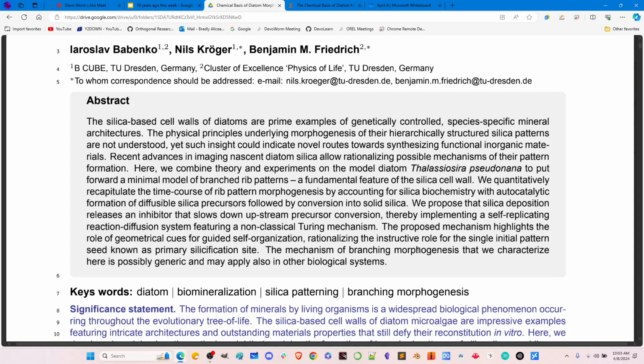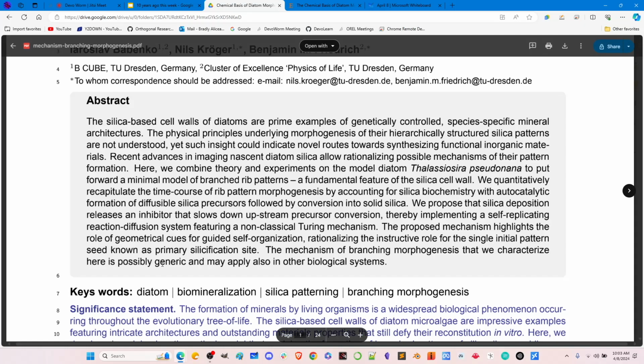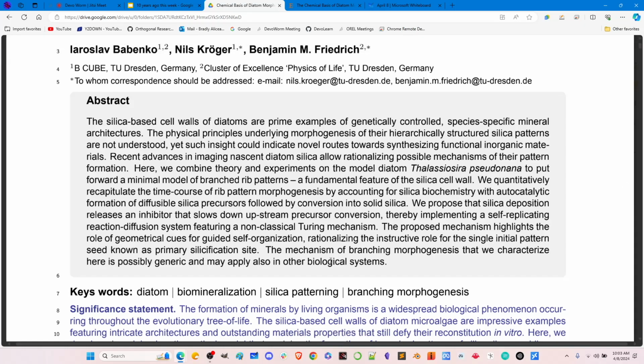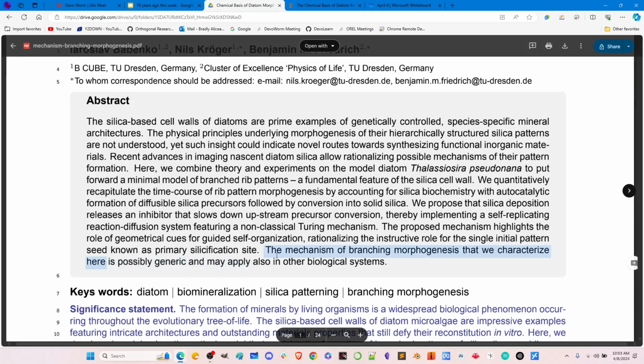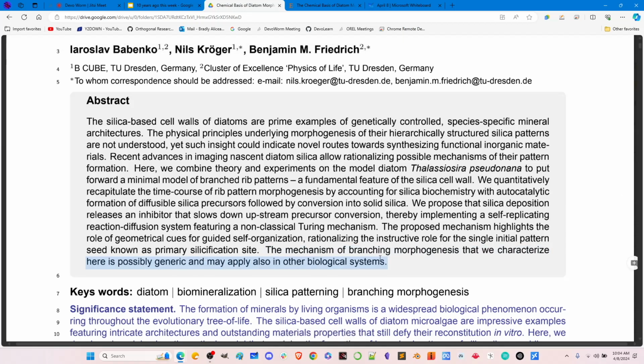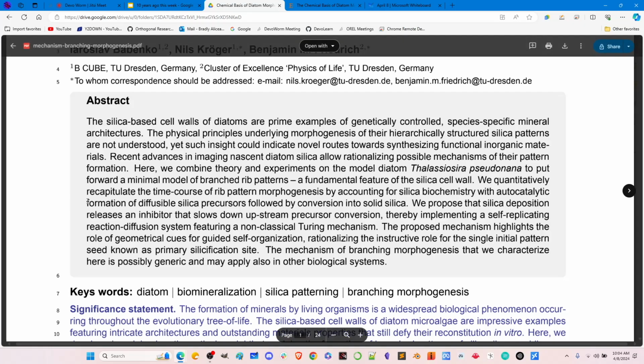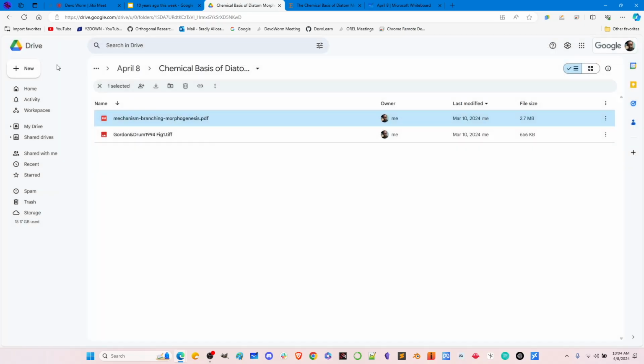The mechanism of branching morphogenesis that we characterize here is possibly generic and may apply also to other biological systems. So while it's species specific in terms of how the architecture is organized, this process is generic. So, we can say that there are a lot of generic physical processes across development, across morphogenesis. You have variation across organisms, but you also have these processes that are very generic and allow you to sort of extract them and say that these are things that occur across the wide variety of organisms and variation.